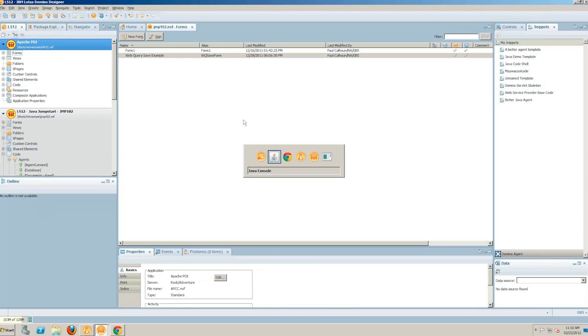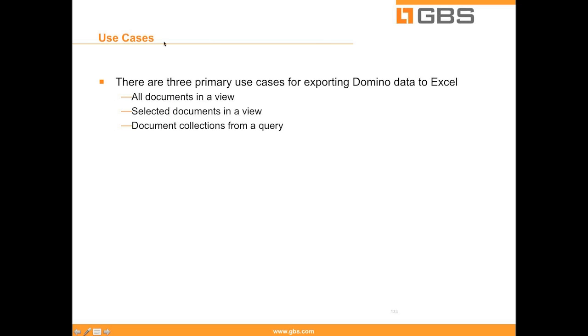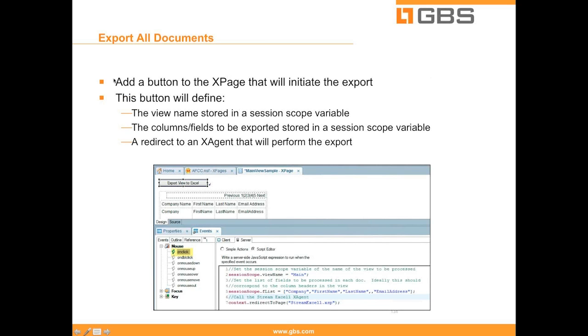So what that simply allows us to do, with those jar files deployed, is, we found three primary use cases: being able to export all documents, selected documents, and then a collection of documents from a query. So we're just going to run through each of those use cases.